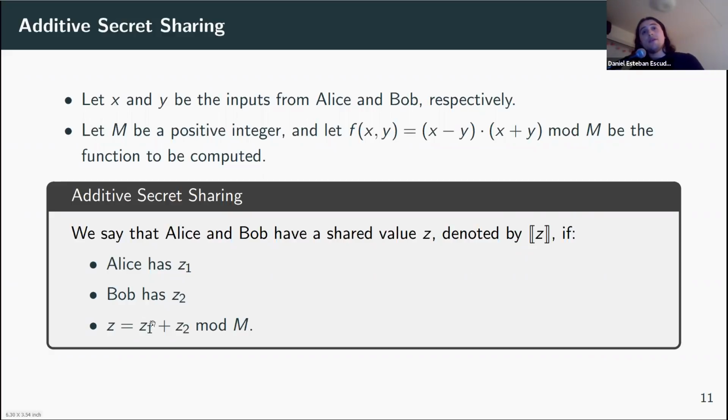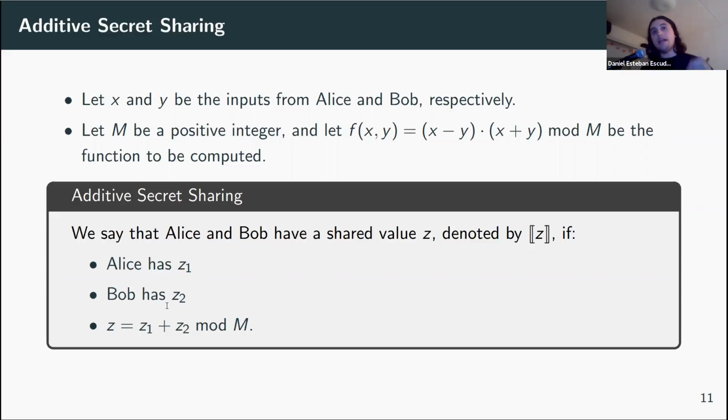If the following happens: Alice has some Z1, Bob has some Z2, and the two numbers together add up to Z. But each one independently is supposed to be random, so it's supposed to leak nothing about Z. I want you to get convinced that this simple construction guarantees that Alice doesn't know anything about Z, the value being hidden, and Bob doesn't know anything about Z.